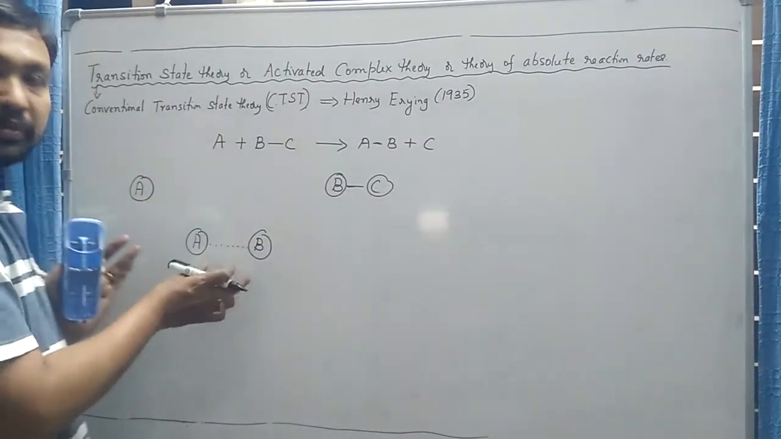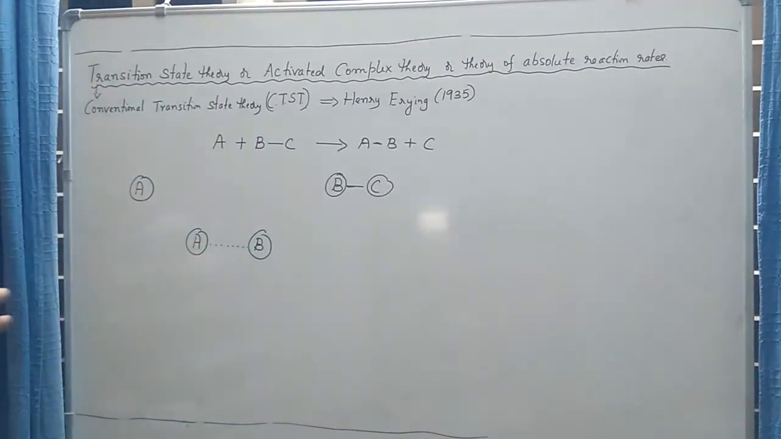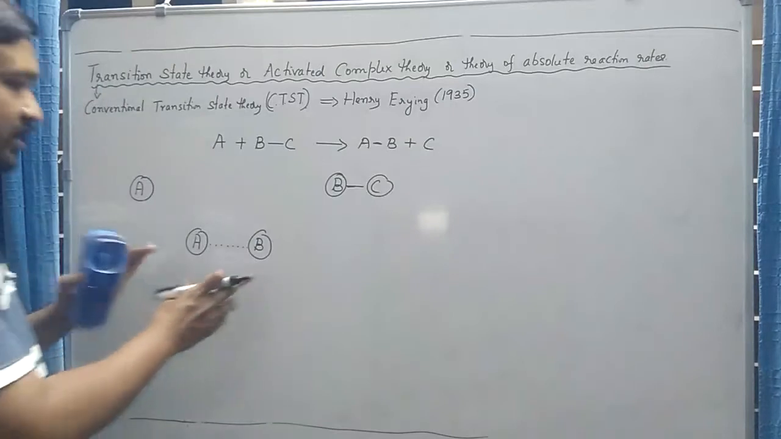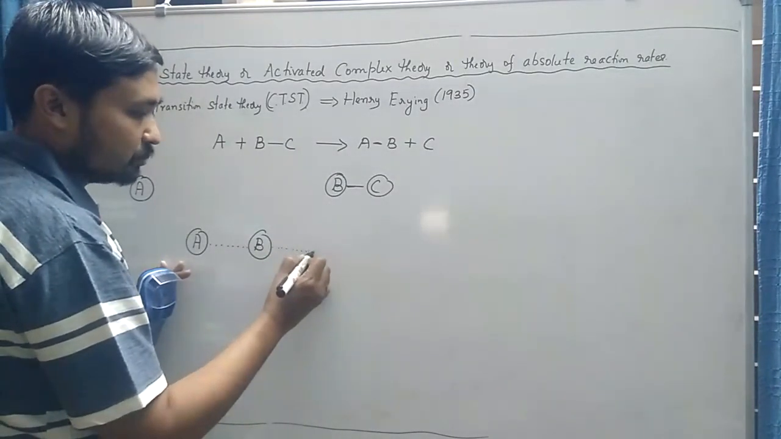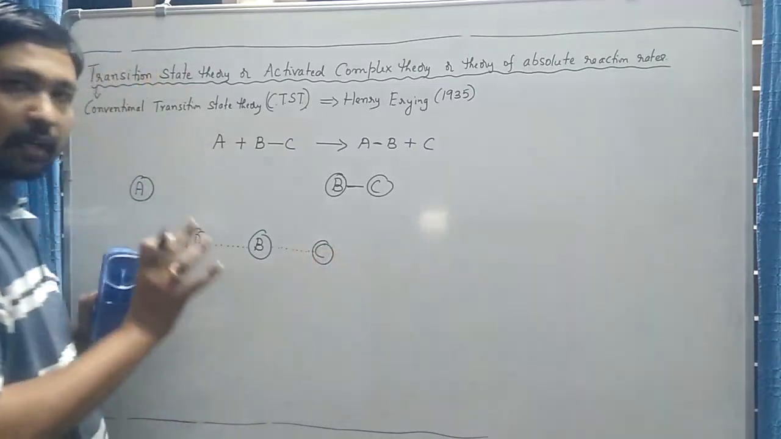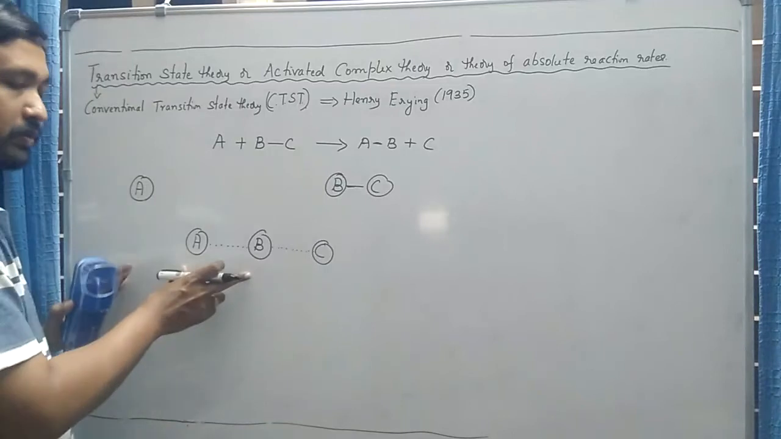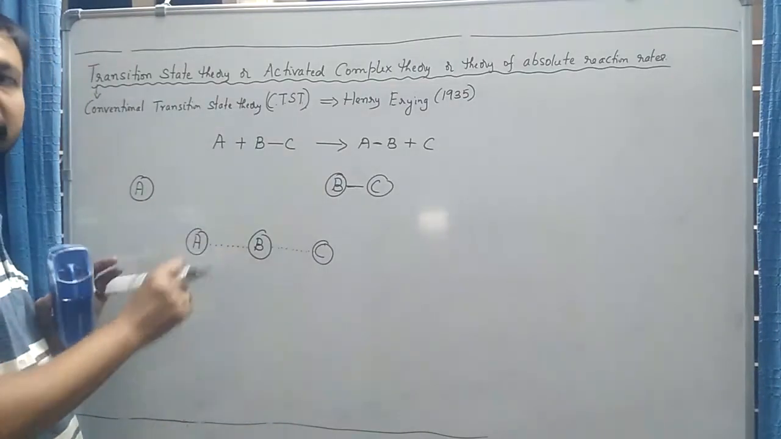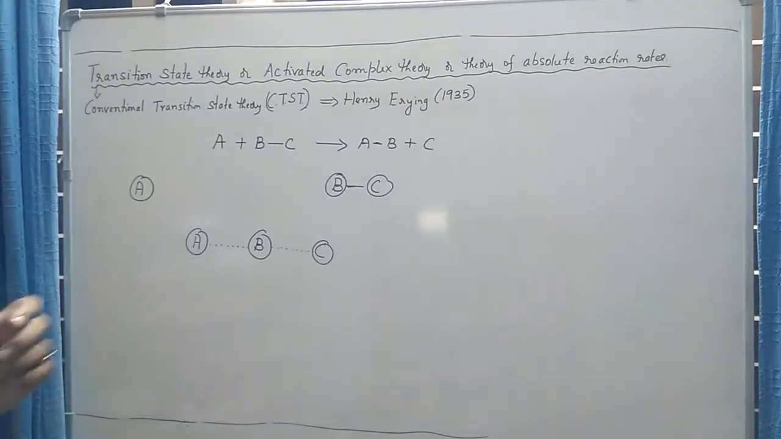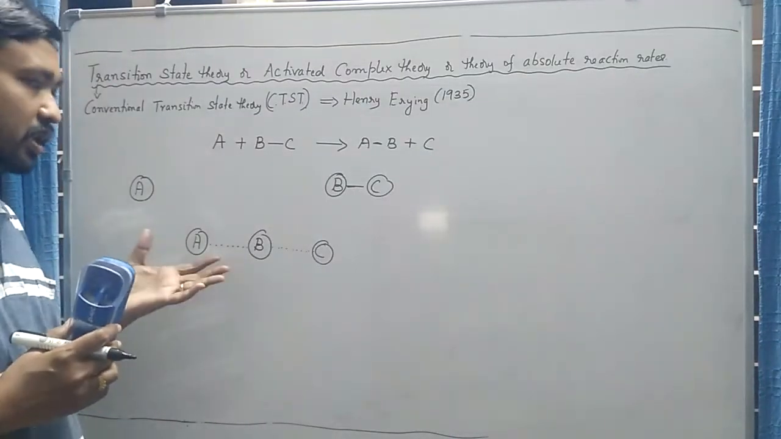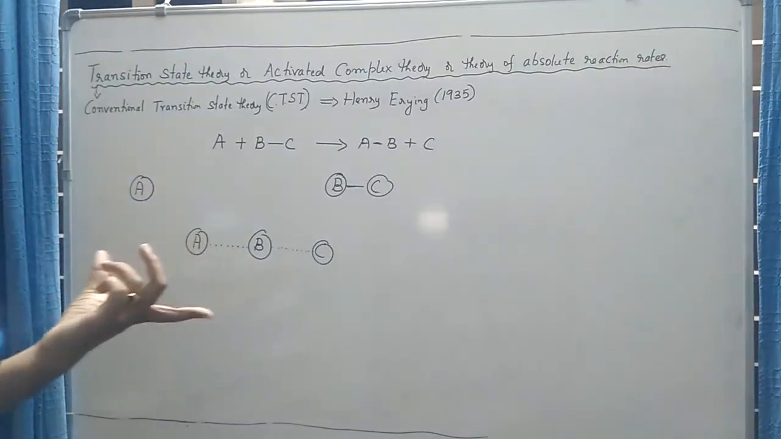It is not a complete or a full chemical bond, it is a partial bond formed between A and B. And at the same stage, simultaneously, the bond between B and C is not completely broken, it is about to break. It is about to break but not broken, and the bond between A and B is about to be formed but not yet formed. So this is a purely imaginary state called the transition state, and this species is called the activated species or activated complex.